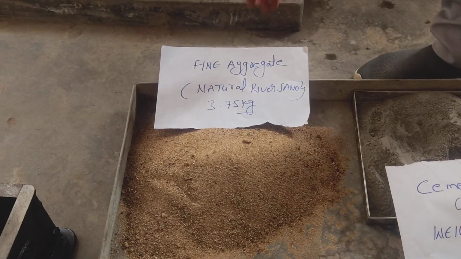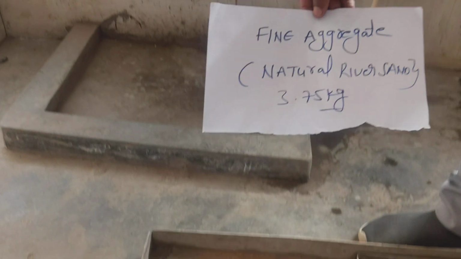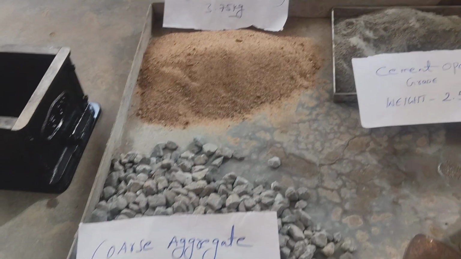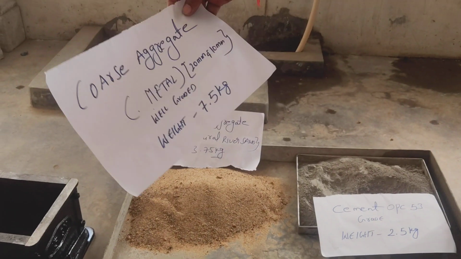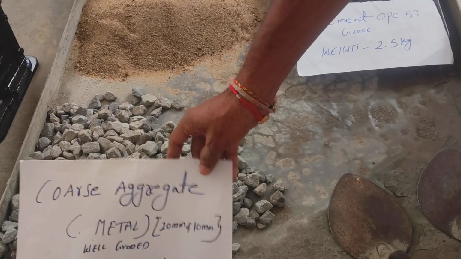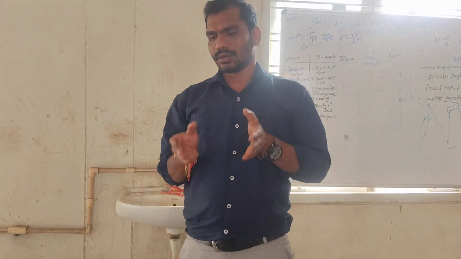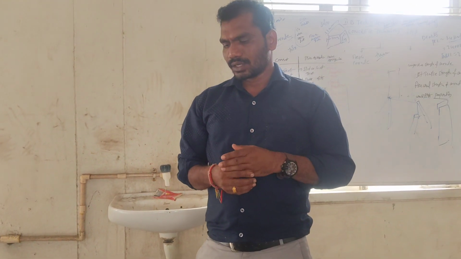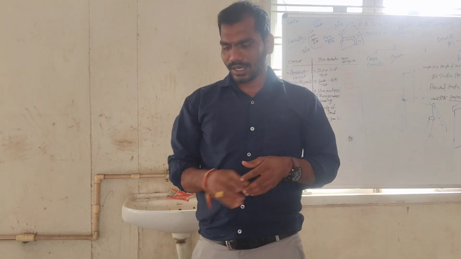Next, we take the fine aggregate. It is natural river sand or village river sand, 3.75 kgs. This is the fine aggregate. Next, the coarse aggregate. The weight of the coarse aggregate is 7.5 kgs, and I followed well graded. Well graded means you take 20 mm metal and 10 mm metal, because you can minimize the voids content. It will become good density. That's why I choose the well graded aggregate.